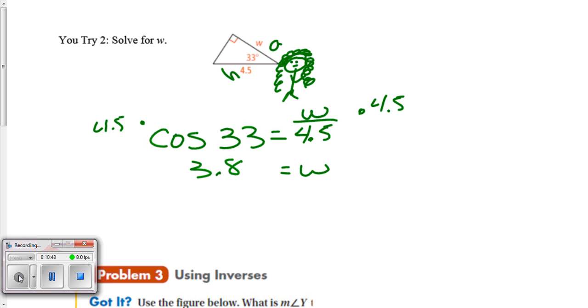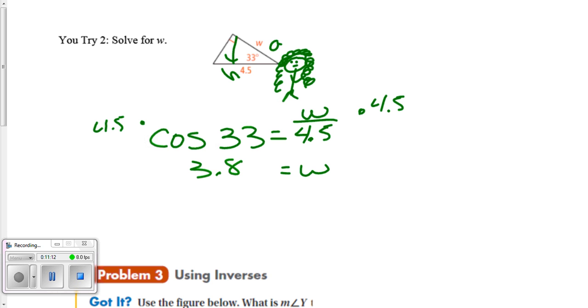The cosine of 33, because that's what I'm finding, is equal to W over 4.5. W is the adjacent side, so that's what I'm looking for. And the 4.5 is the hypotenuse because it's directly across from the 90-degree angle. I don't know what the opposite is, and I don't care. So to solve, I multiply both sides by 4.5, and then I type it into my calculator, and I got 3.77, which rounded up is 3.8.